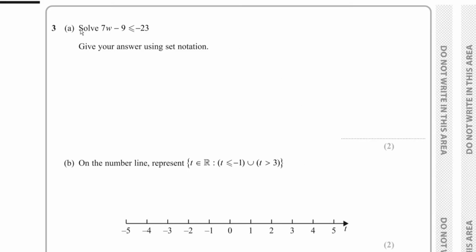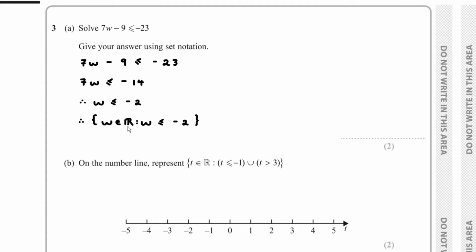Question number 3, part A. Solve 7w subtract 9 is less than or equal to negative 23. Give your answer using set notation. To begin with, we have 7w subtract 9 being less than or equal to negative 23. If we add 9 to both sides, we end up with 7w being less than or equal to negative 14, and dividing both sides by 7, we end up with w is less than or equal to negative 2. Hence, in set notation, we have w belonging to a set of real numbers where w is less than or equal to negative 2.